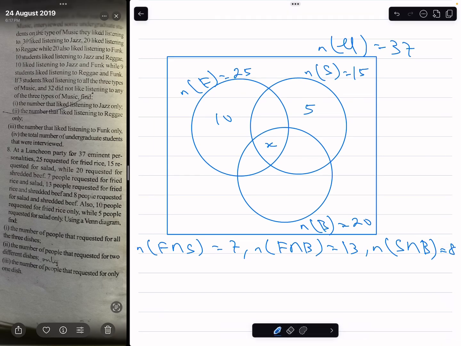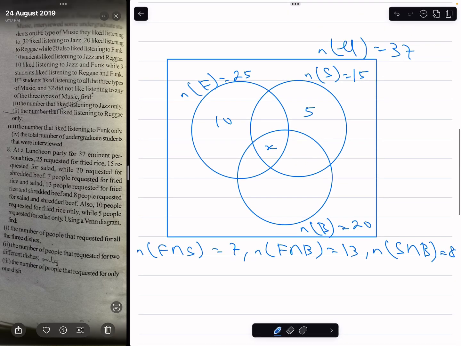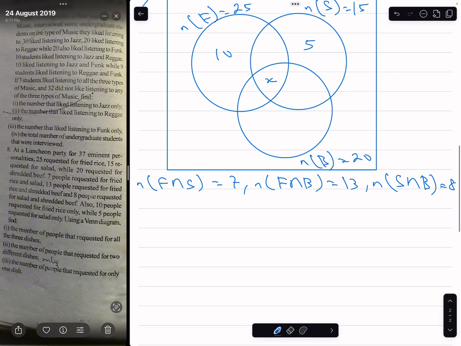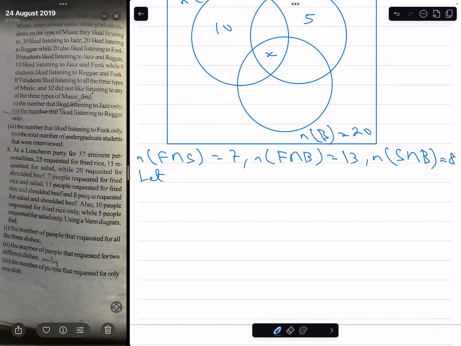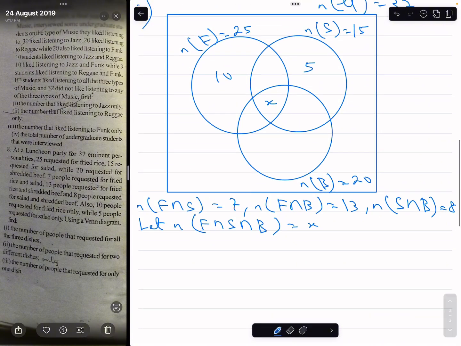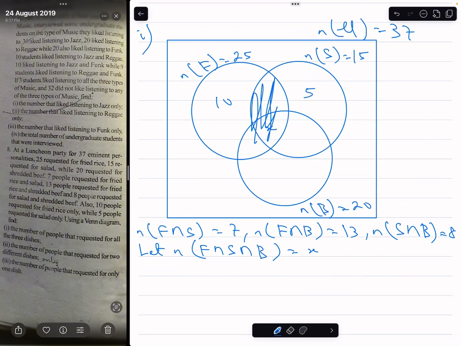Let X be the number of people that requested all the 3 dishes. Let the number of elements in the set F intersection S intersection B, which means the number of people who requested all the 3 dishes, be equal to X. I know that the whole of this F intersection S is 7. That means this will be 7 minus X, those who requested fried rice and salad only.